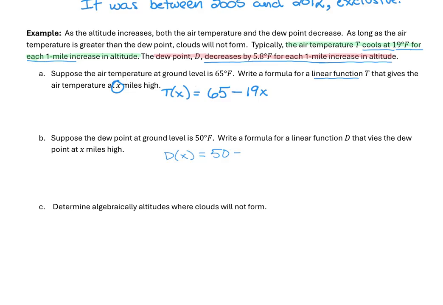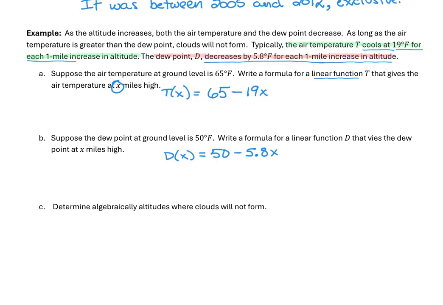And so same thing here. It decreases, so it's subtracting. This is our slope because we have 2 units there: degrees Fahrenheit for each 1 mile increase. And so we should get d of x equals 50 minus 5.8x. All right, these are our 2 equations.